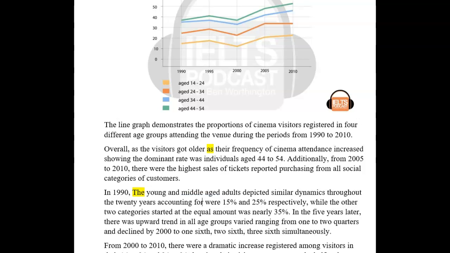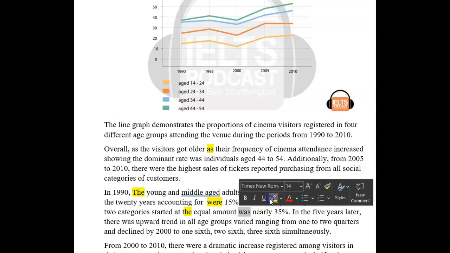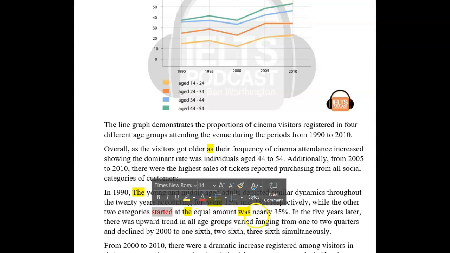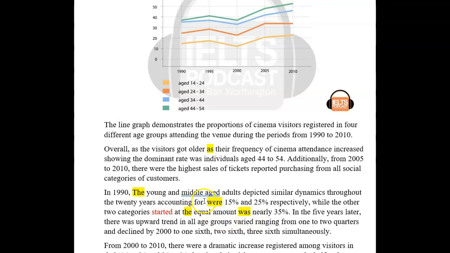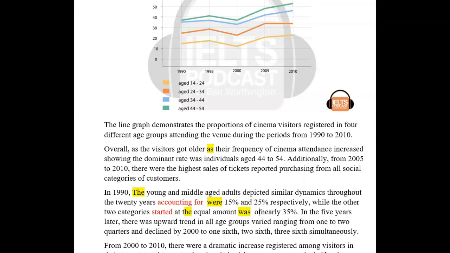Accounting for. Now, you did this in the last one. You have two verbs together, which you don't need. Accounting is your verb. Accounting for 15 and 25 respectively, while the other two categories started at equal amounts of. Here you've got another verb. Watch out. This is your verb. Only one verb. So accounting for is your verb. You don't need another one. Started at equal amounts of, but you do need to have of nearly.